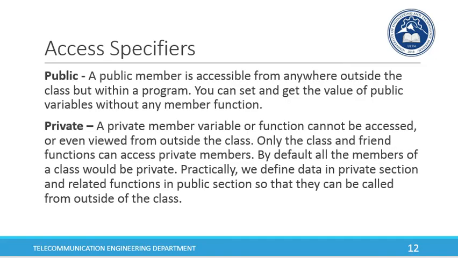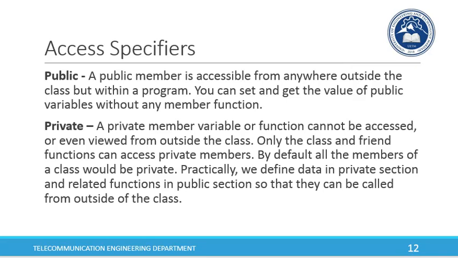So the access specifier, for example, public. What is public? A public member is accessible from anywhere outside the class, but within a program you can set and get the value of a public variable without any member function.